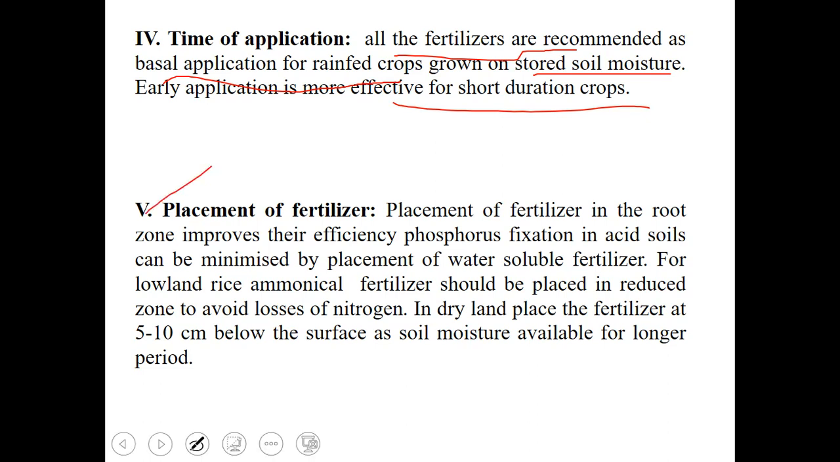And the fifth one is the placement of fertilizer. Where we are placing the fertilizer plays an important role. Placement of fertilizer in the root zone improves the efficiency. If we apply it away from the root zone, far away, then efficiency will be reduced. And phosphorus fixation in acid soils can be minimized by placement of water soluble fertilizers.